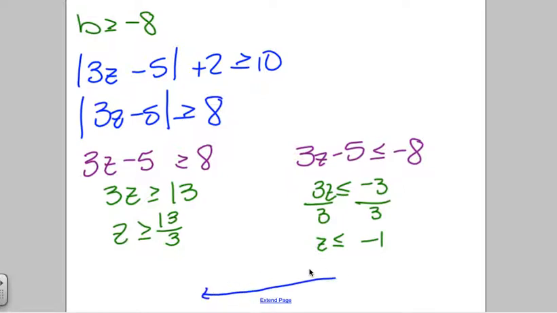So now if I have my number line, I'm going to have negative 1 here, and z is going to be less than or equal to negative 1. So less than or equal means shade to the left. Then I'm going to have 13/3, and it's greater than or equal to, so a closed circle and shade to the right. So I have these two ranges as my solution. Just remember, with absolute value, you're going to have two answers.